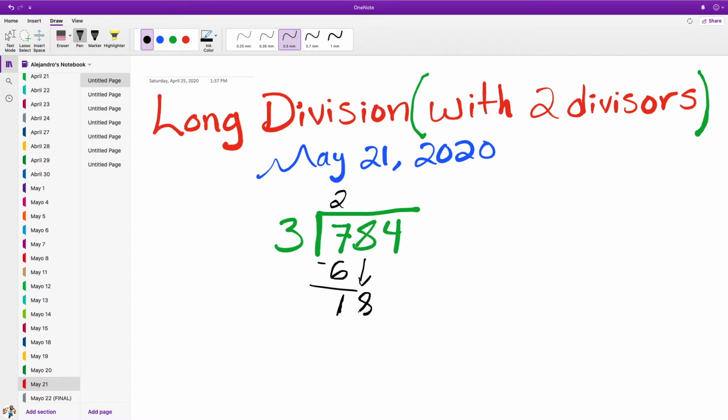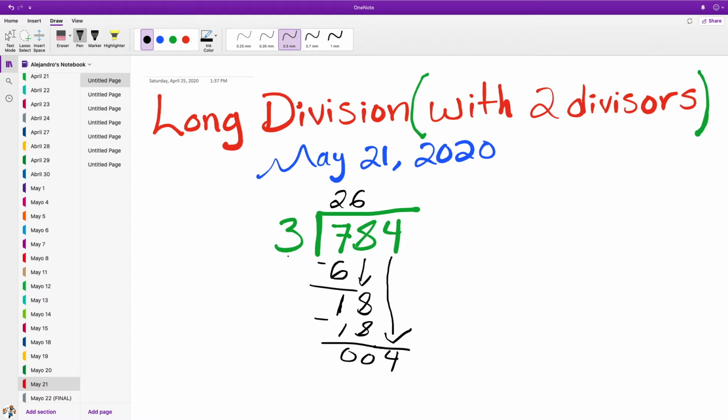So now it becomes 18. So we ask, how many times does the 3 go into 18? 3 times 7, that would be 21. So 3 times 6, right? 3 times 6 gives me 18. 18 minus 18, that's 0 right here. But we still need to bring down the last digit, which is 4. So we bring it down, 4.